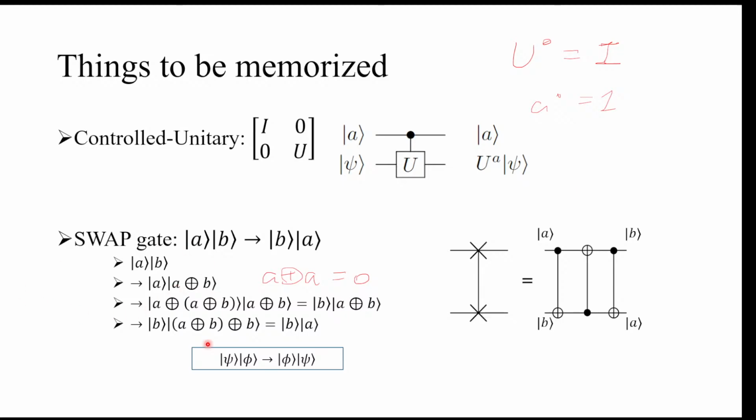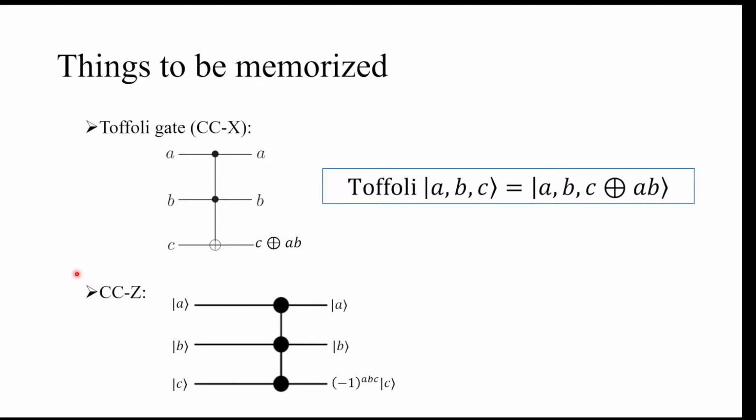And then there is also the swap gate. It looks like this. It will swap those two qubits. It is a cross and a line through the cross. So if you have psi phi, and I think you do this in homework, one of the homeworks, with the answer given, you will swap those two qubits and it becomes phi psi. Okay. So there is the swap gate, and then there is the Toffoli gate.